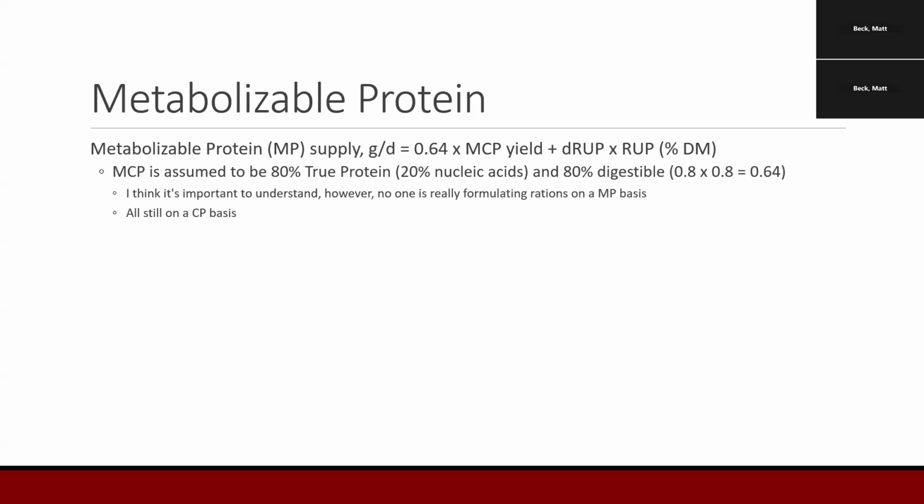that 80% of MCP is true protein, and so about 20% of that microbial crude protein is nucleic acids. Okay. And then only 80% of that true protein will be digestible. So 0.8 times 0.8 is 0.64. Does that make sense? Okay. All right. So most people are formulating rations on a crude protein basis because getting accurate estimates of MP is very difficult. Okay. Any questions?